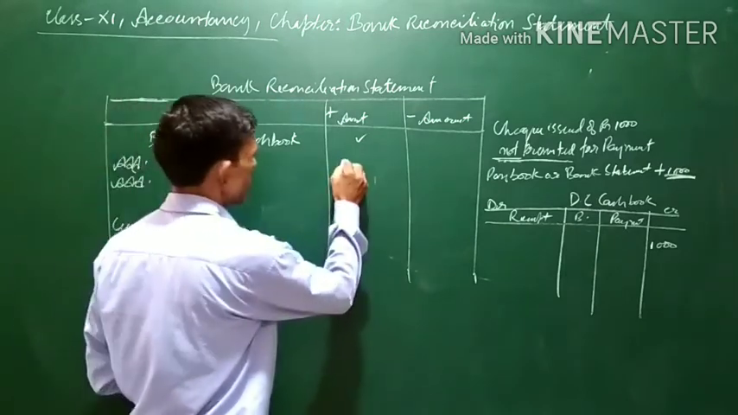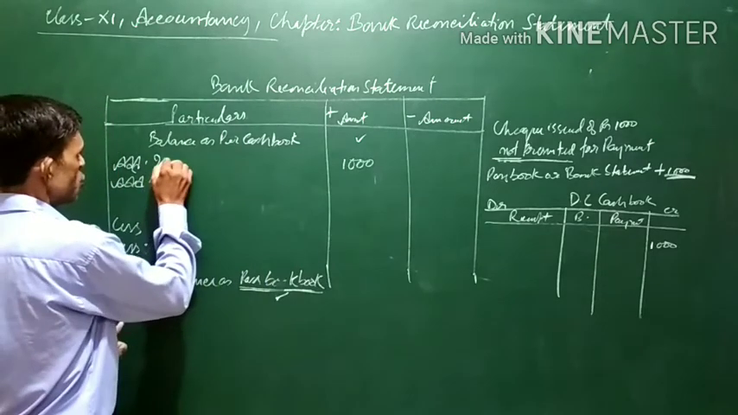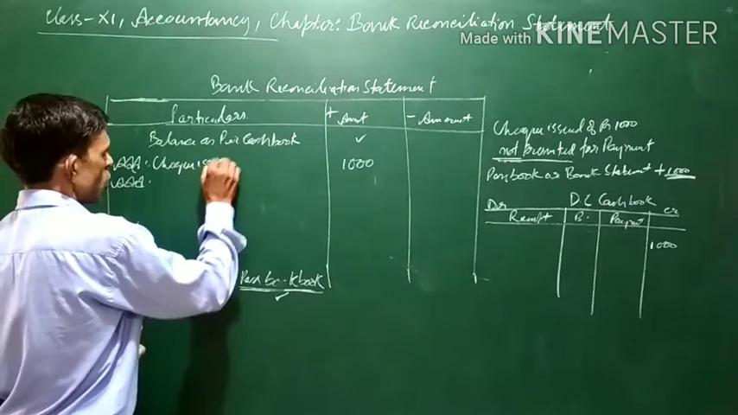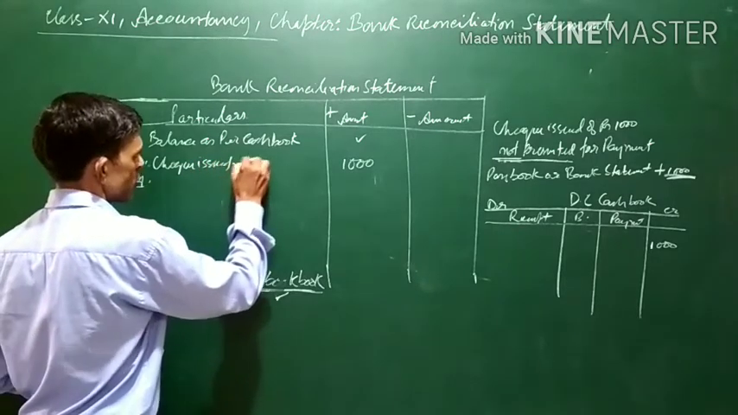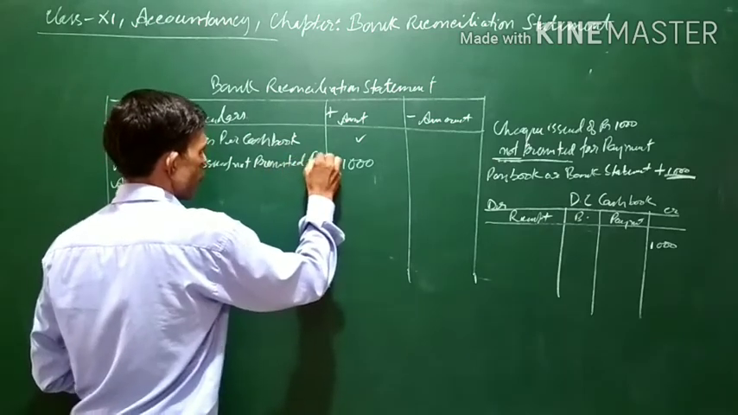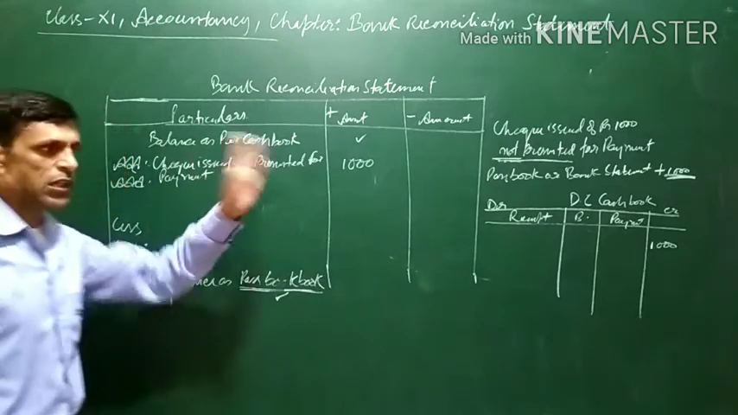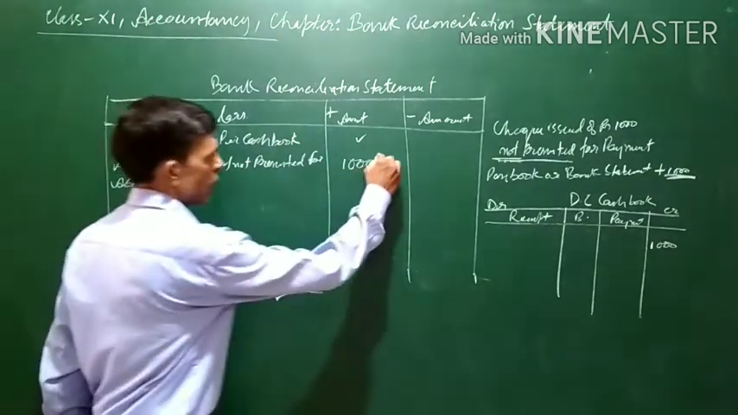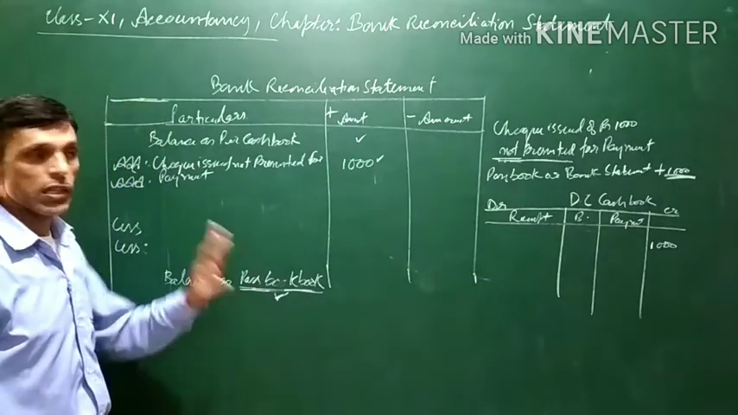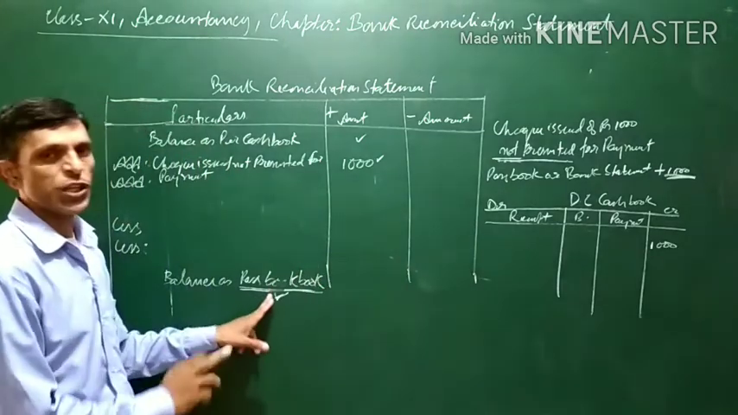So in this case, we will be writing here on the positive side, means there will be addition. We will be writing here: check issued, not presented for payment. The check has been issued, but it has not been presented for payment. And what has happened in the passbook? There is an addition. Actually in our cash book there is a deduction, but there is no deduction in the passbook.